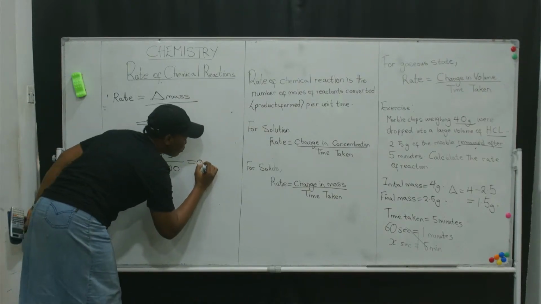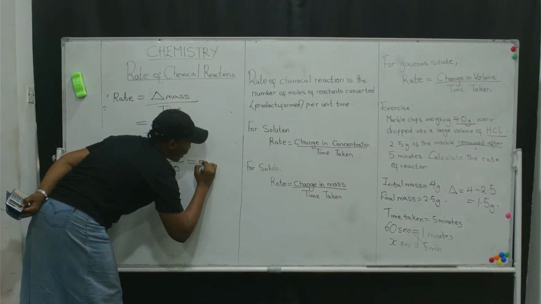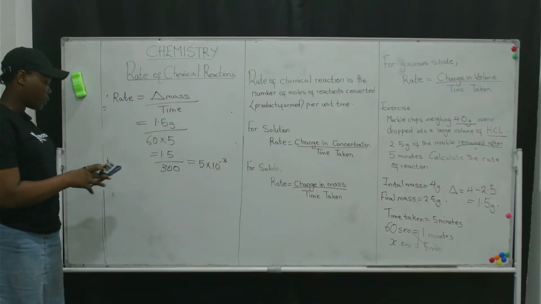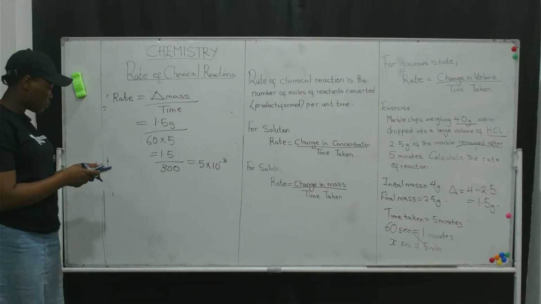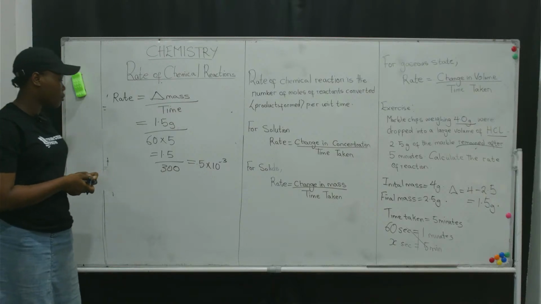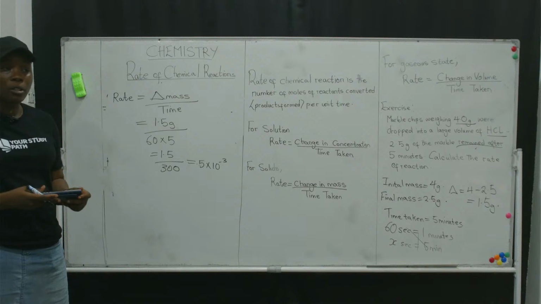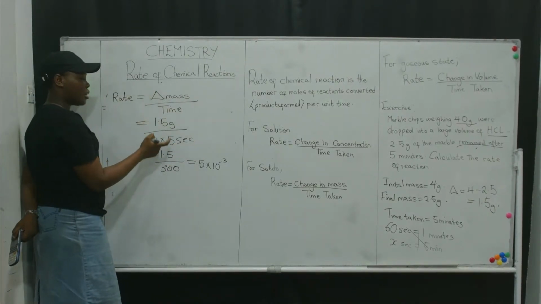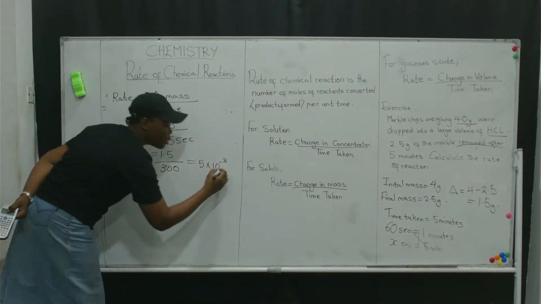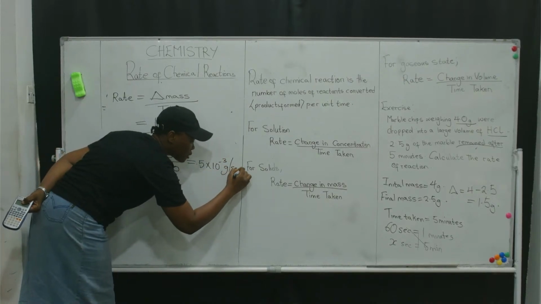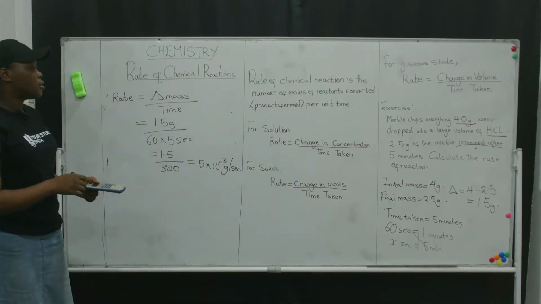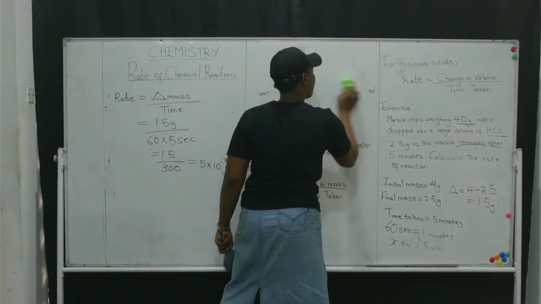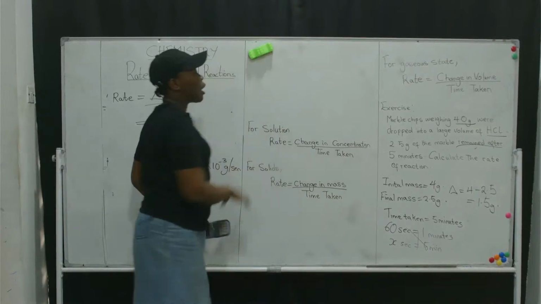That is 5 times 10 raised to the power minus 3, right? And the unit then will be what? The unit of this is in gram, the unit of this is in seconds, and so it will be gram per second. So let's try another example, and then we can move on to another aspect.